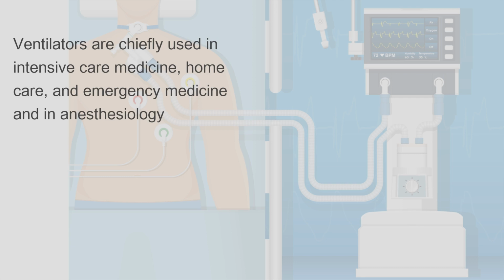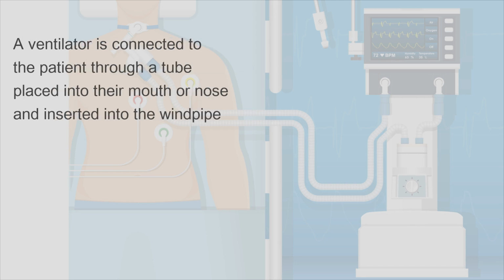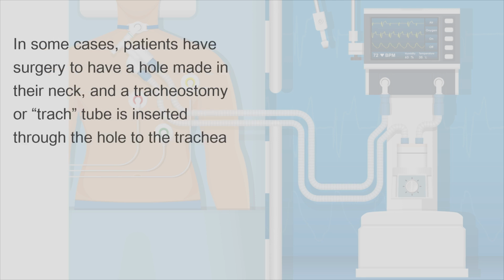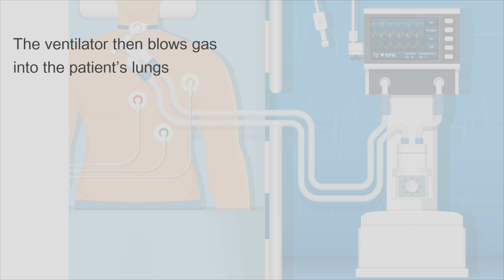Ventilators are chiefly used in intensive care medicine, home care, and emergency medicine and in anesthesiology. A ventilator is connected to the patient through a tube placed into their mouth or nose and inserted into the windpipe. In some cases, patients have surgery to have a hole made in their neck, and a tracheostomy or trach tube is inserted through the hole to the trachea. The ventilator then blows gas into the patient's lungs.